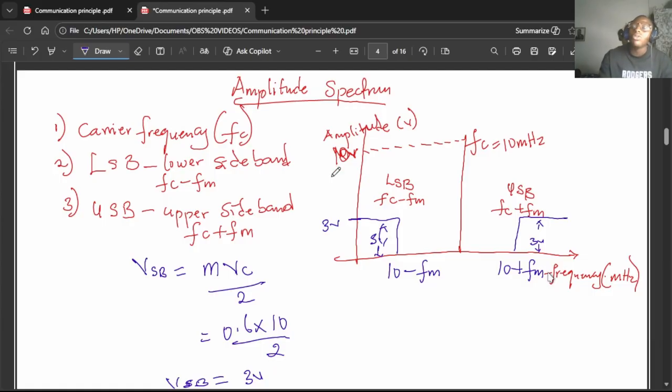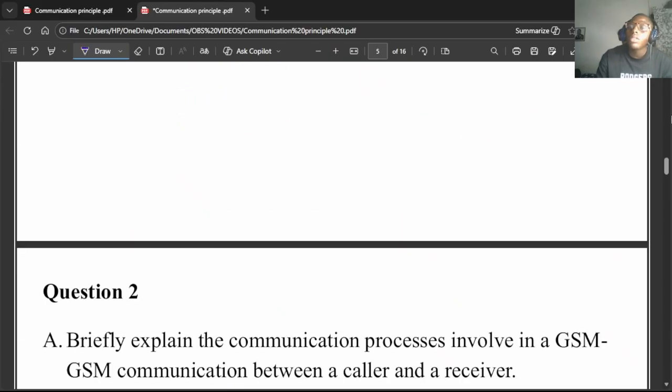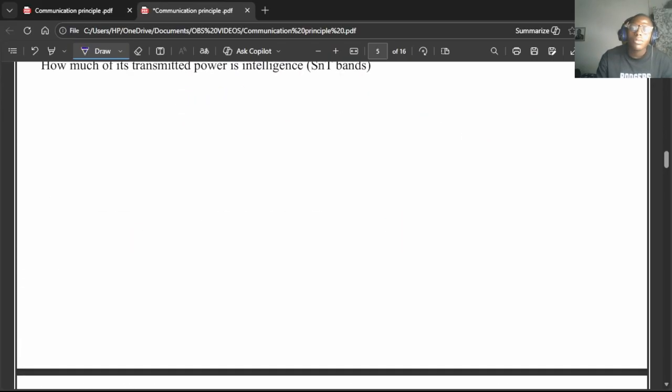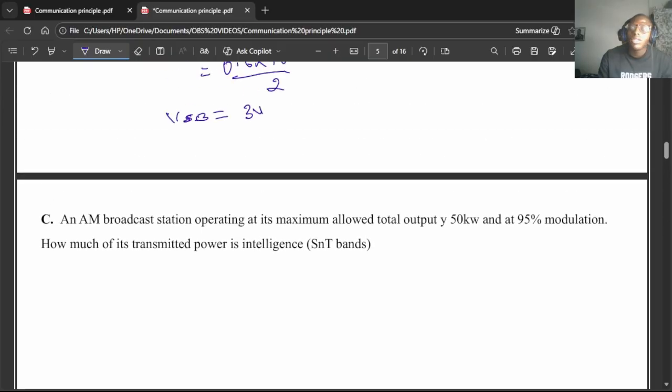Now what's the next question you are given? The next question was actually for you to calculate. Now the next question says, an AM broadcasting station operates at its maximum allowed total output of 50 kilowatts at 95% modulation.